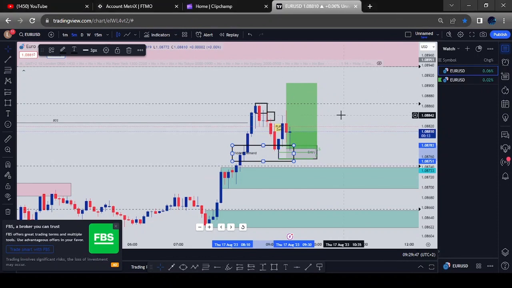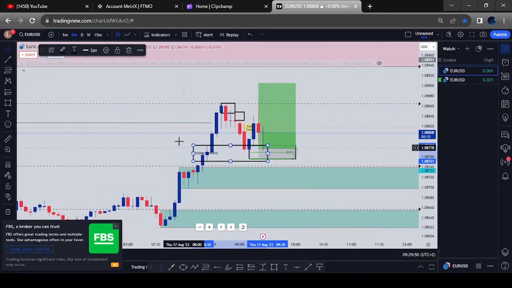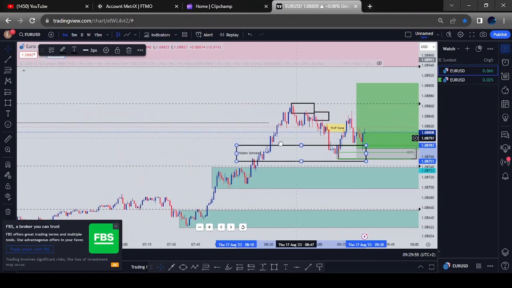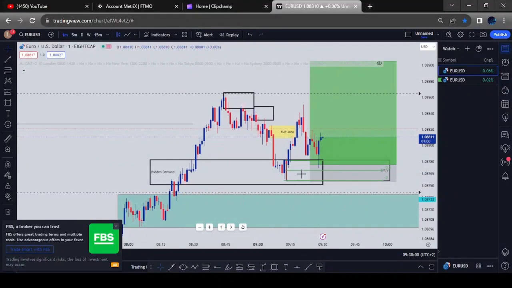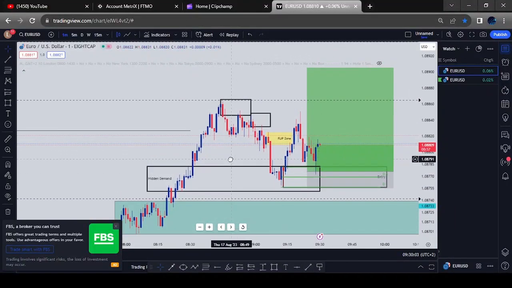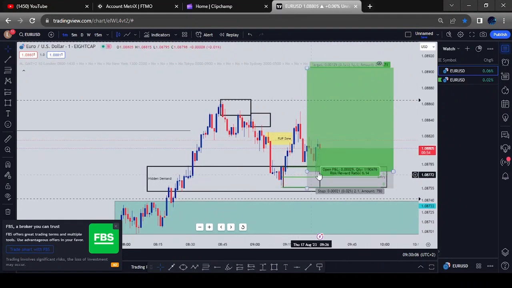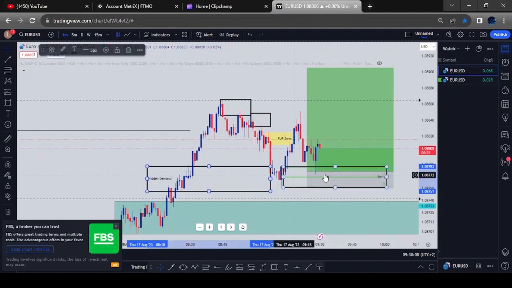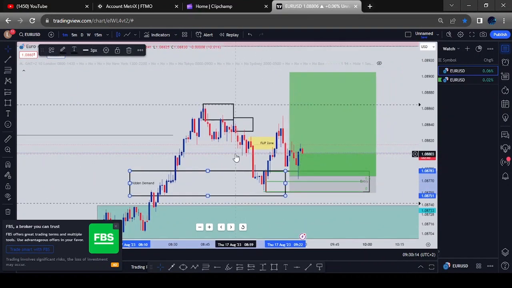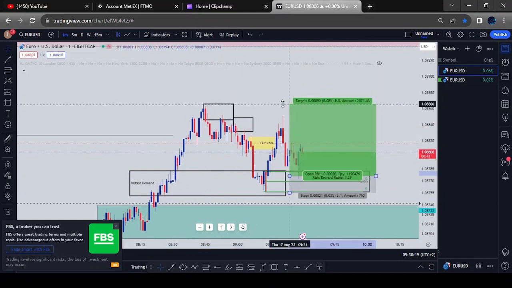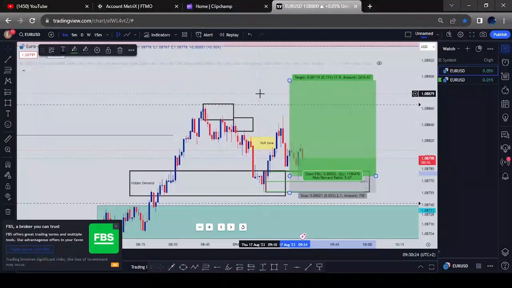So, a bit of a quick update on this one, guys. I've decided to go with this hidden demand over here, and my entry model is playing out, so that's why I've taken this trade. I've decided to take it because the risk reward is looking really good, especially if I go with 50% off this entry zone. Let's see what happens from here. I've just gone in with a 0.25 lot size. That's a 1 to 4, but I'm looking for a bit more out of this one.